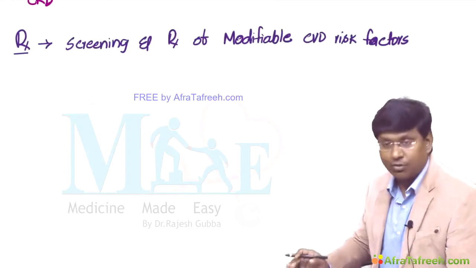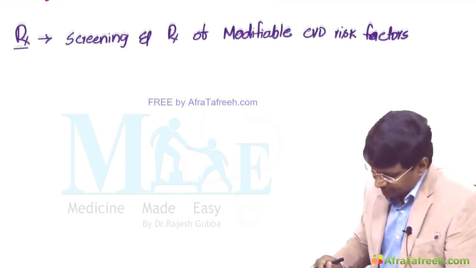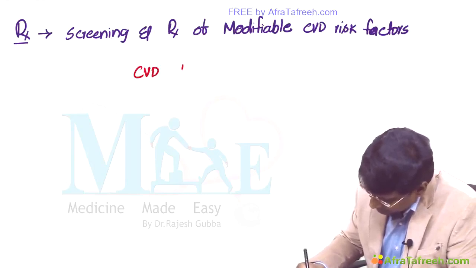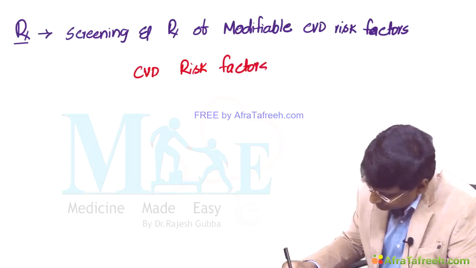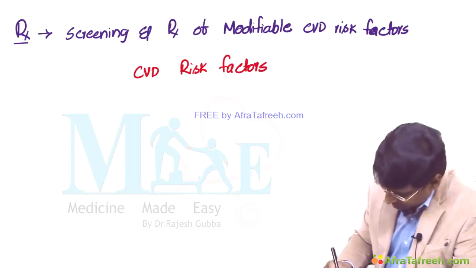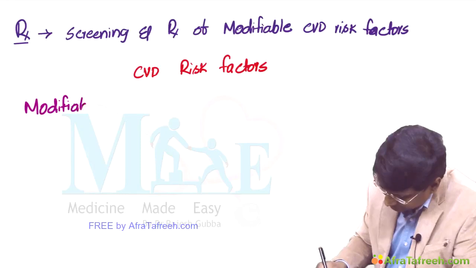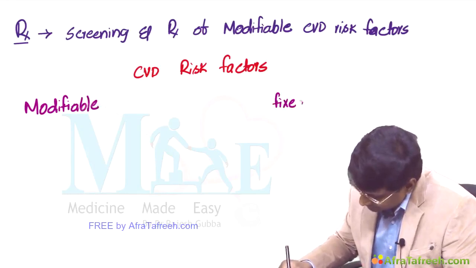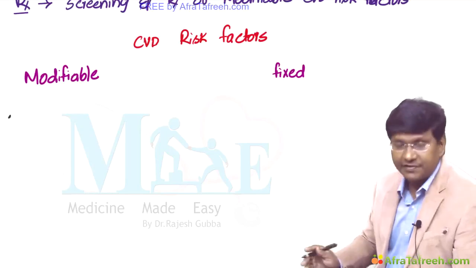So in this, we have certain modifiable risk factors and then we have relatively fixed risk factors. Now let me tell you what are the CVD risk factors, that is cardiovascular disease risk factors. As I have said, in these cardiovascular disease risk factors, we have modifiable risk factors, and then we have relatively fixed risk factors. Now let me tell you what are the modifiable risk factors.